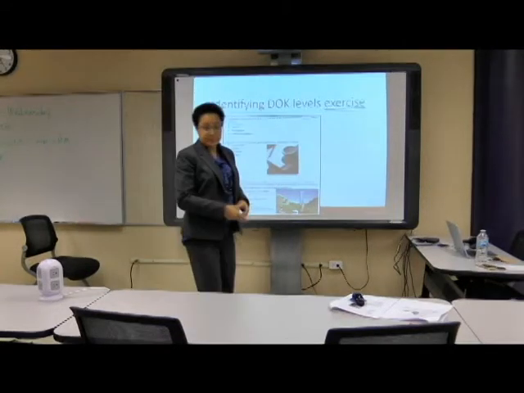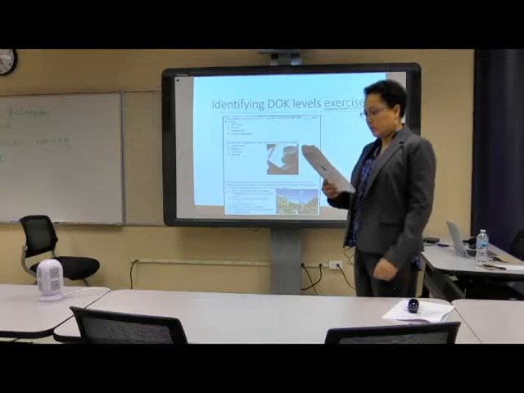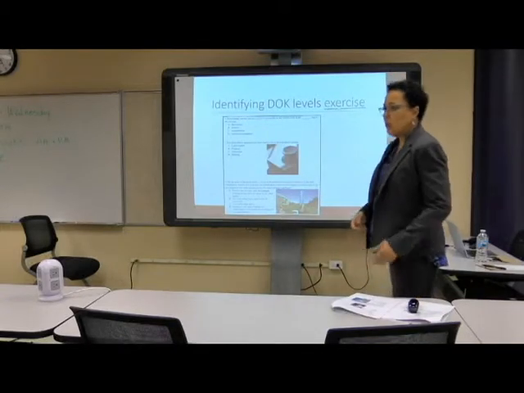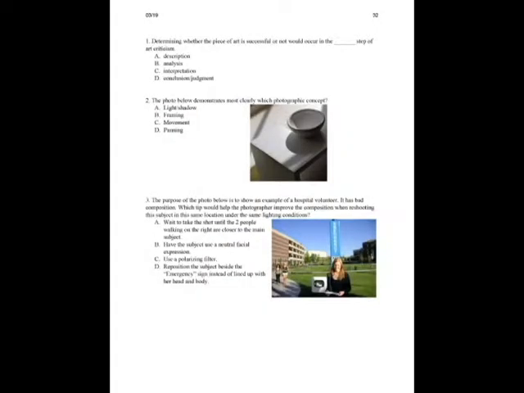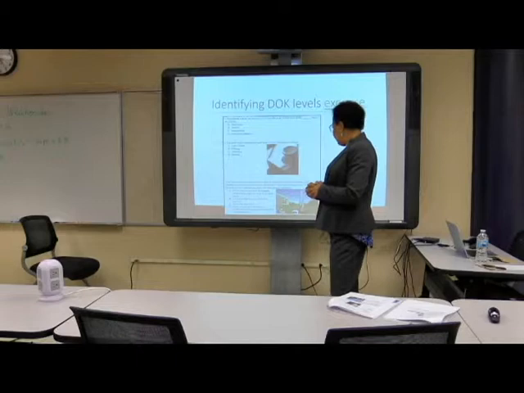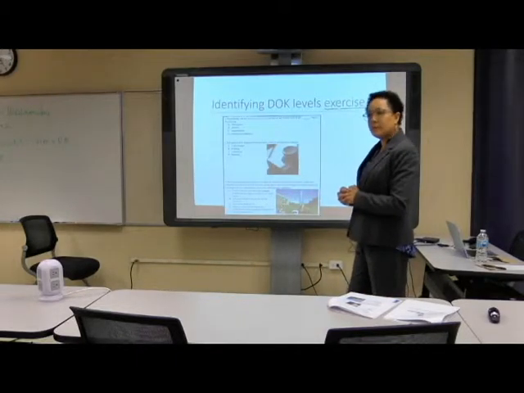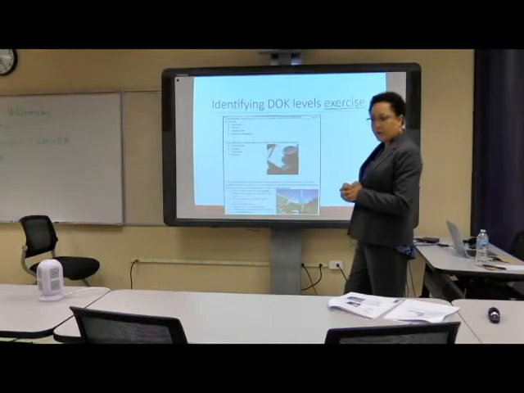Okay, and the third one. Which tip would help the photographer improve the composition when reshooting the subject in the same location under the same lighting conditions? DOK 1, 2, or 3? Well, it's not a recall. It's definitely not a 1. I almost feel like it's a 2-ish. Okay. 2-ish. What would make it a 3? What would make you more confident about calling it a 3?